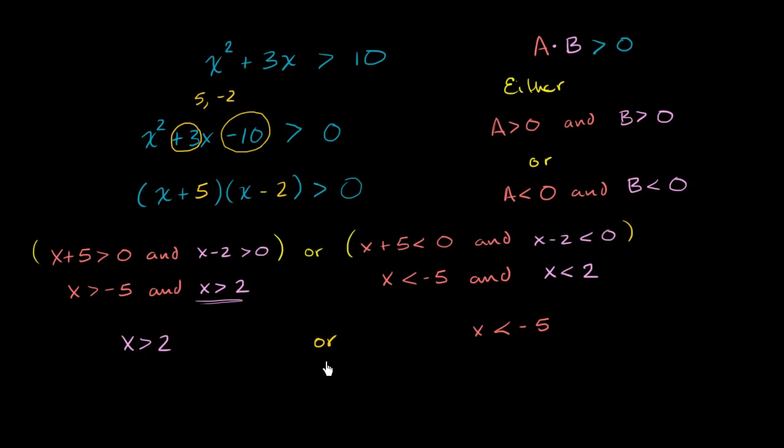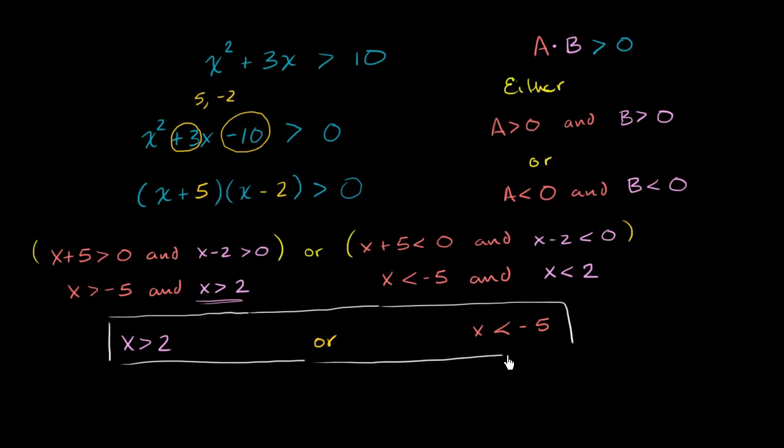And that's essentially describing the solution set for this quadratic inequality here. x is going to be greater than 2, or x is going to be less than negative 5. And we can actually plot the solution set on a number line. So if this is our number line right over here, and let's say that this is 0, this is 1, 2 right over here. This is negative 1, negative 2, negative 3, negative 4, negative 5.